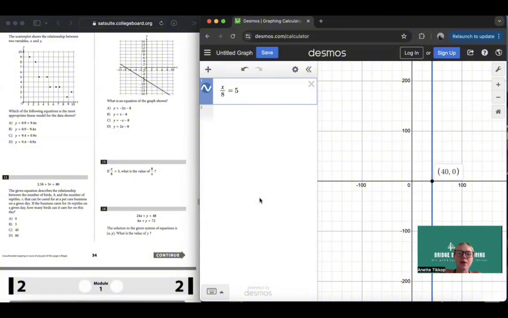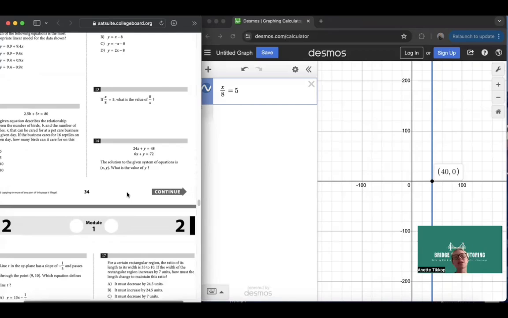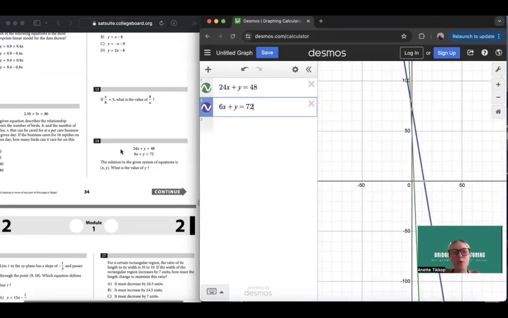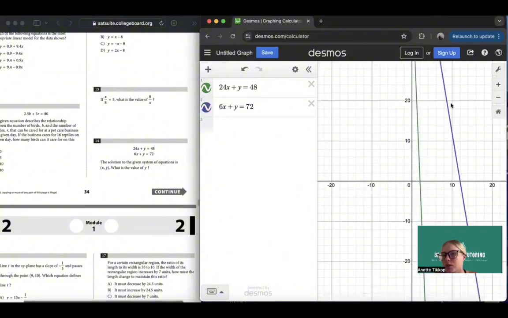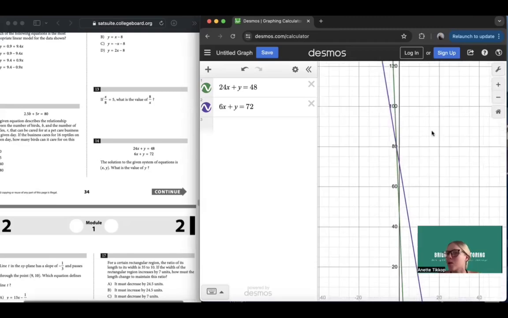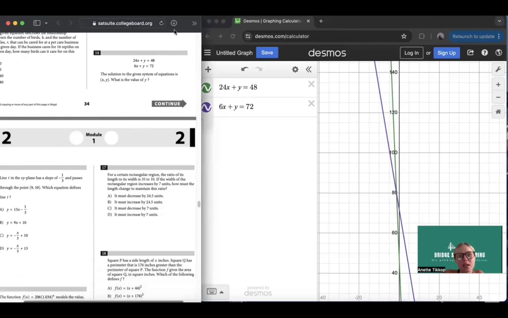One of the biggest things I would definitely say Desmos is most helpful for is systems. Systems of equations take the longest to do. So literally, I would go in, 24x plus y is equal to 48. Second equation, 6x plus y is equal to 72. They are looking for what is the y value for the solution. You look at where they intersect. The intersection point is right here. The y value is at 80. Okay, that's a cool one. I love using systems. I always recommend all my kids to use it because honestly, it saves a ton of time. All right, let's take a look.